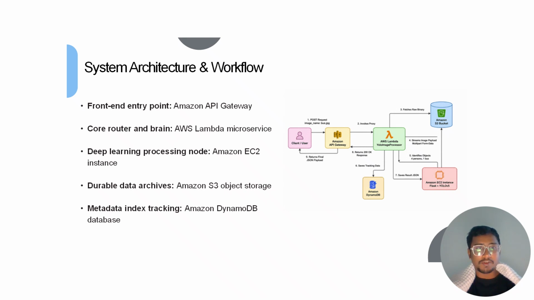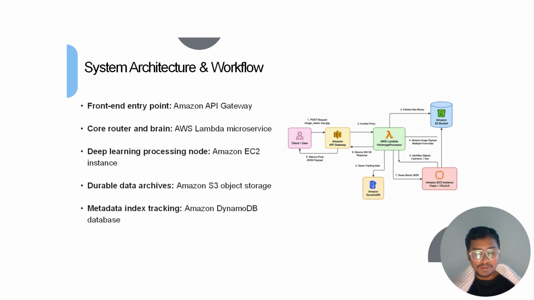The front endpoint is Amazon API Gateway and the core brain is the AWS Lambda microservice. Now this is how the system works. The architecture diagram is on the screen. This map shows exactly how data travels through my cloud network. First, a user sends a simple HTTP POST request to Amazon API Gateway with the name of the image they want to scan. API Gateway passes this trigger directly to my AWS Lambda function.